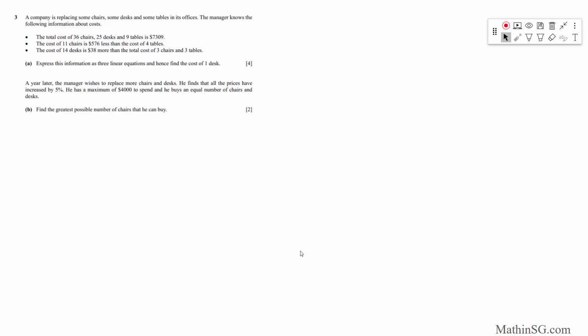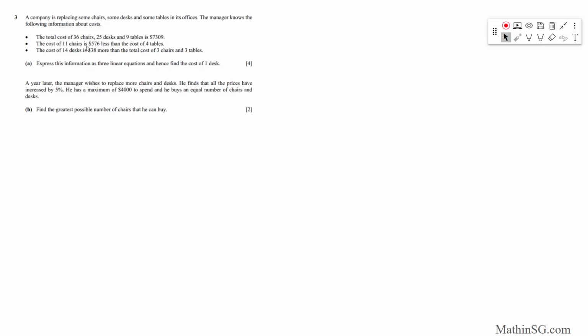Now let's move on to question 3. A company is replacing some chairs, some desks, and some tables in its offices. The manager knows the following information about cost. The total cost of 36 chairs, 25 desks, and 9 tables is $7,309.